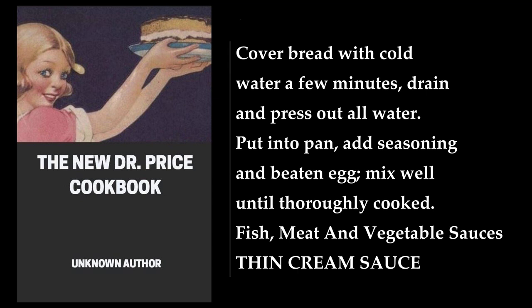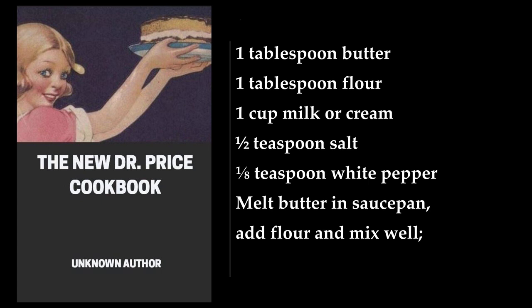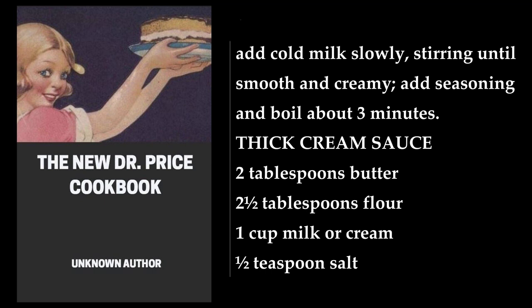Fish, meat and vegetable sauces. Thin cream sauce. 1 tablespoon butter. 1 tablespoon flour. 1 cup milk or cream. 1/2 teaspoon salt. 1/8 teaspoon white pepper. Melt butter in saucepan, add flour and mix well. Add cold milk slowly, stirring until smooth and creamy, add seasoning and boil about 3 minutes.